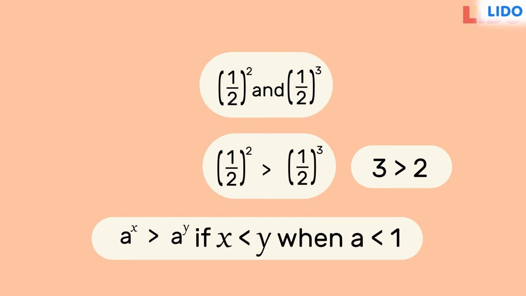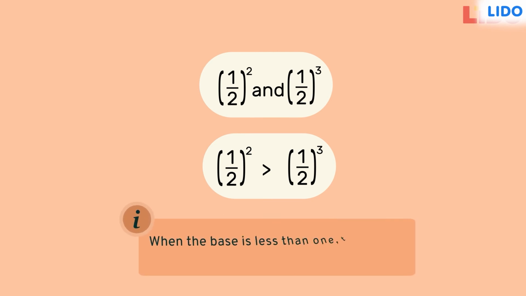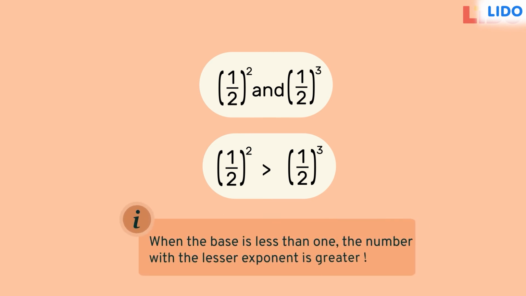The more we multiply a number lesser than 1, the lesser it gets. For instance, half is lesser than 1. Multiply it by half and we get 1/4, which is lesser than half. And so on. So when the base is lesser than 1, the number with the lesser exponent is greater.